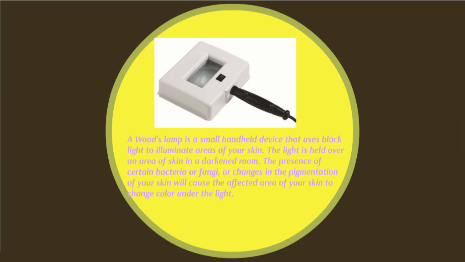It looks just like this picture, and it's a small handheld device that uses a black light to illuminate areas of the skin. The light is held over an area of the skin in a darkened room, and in the presence of bacteria or fungus or changes in the pigmentation, it will cause the affected area of your skin to change color under the light.